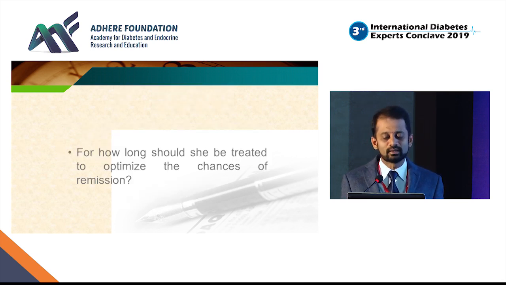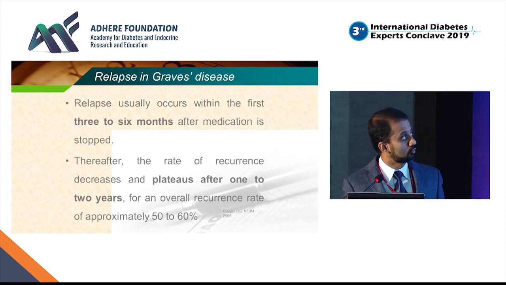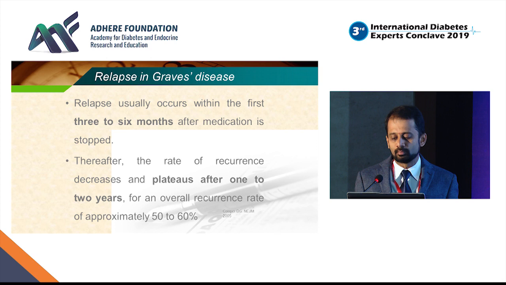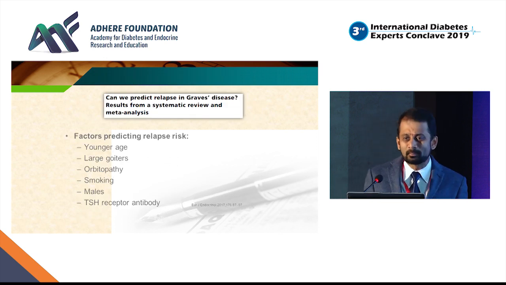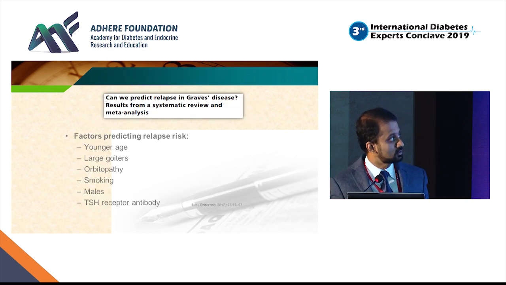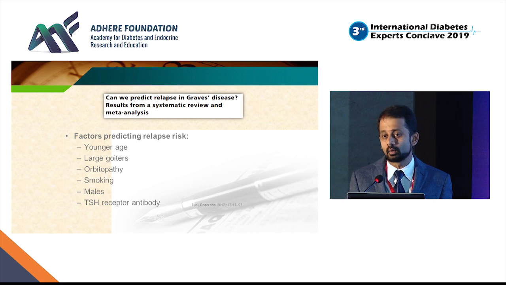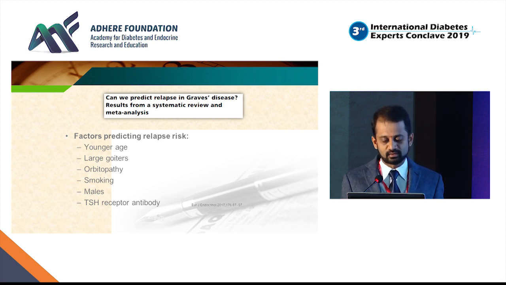So for how long should it be treated? Relapse happens 3 to 6 months after the medication is stopped. It plateaus at 1 or 2 years, and approximately the recurrence rate is 50 to 60%. So how do you predict the relapse? Younger age group, goiter, and smoking are things that you normally discuss with the patient and explain, even discouraging passive smoking. And also TSH receptor antibody. I'll come to the evidence in a minute.